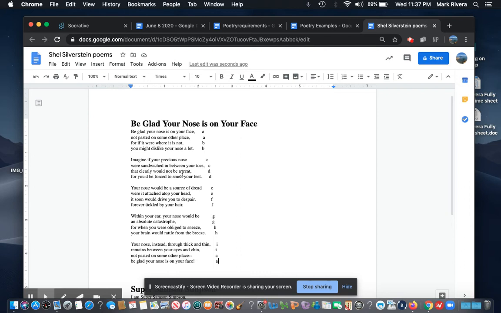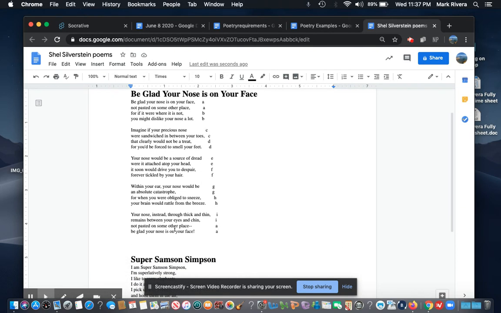Again, they're basically playing out these scenarios about why it's bad. Here you see it's because if you put your nose by your feet, you would smell the stink. If your nose was on your head, it would soon drive you to despair, which is sadness, because your hair would tickle it. Within your ear, your nose would be an absolute catastrophe. So if you put your nose in your ear, whenever you sneezed, your brain would rattle, right? Obviously bad. And then your nose, instead, through the thick and thin, remains between your eyes and chin, not pasted on some other place.